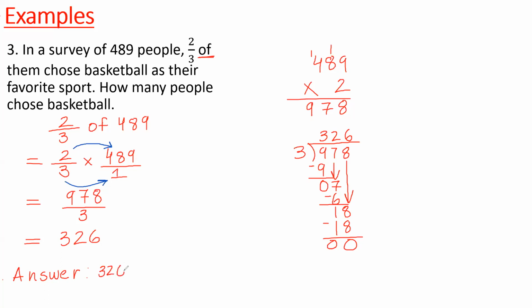Question, do y'all understand how we got the answer? Yes, sir. Okay. You get the same answer, 326. Perfect. Good. So the answer is 326 people.